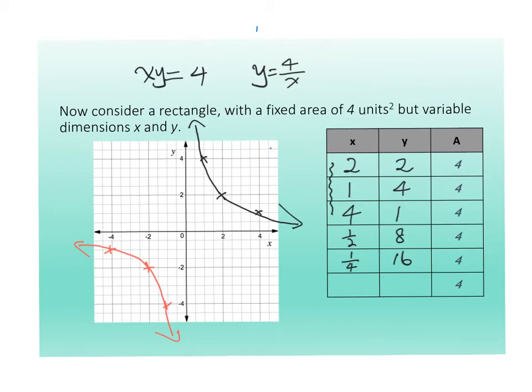Starting off with the positive line of symmetry, what have we got here? Positive line of symmetry, the equation is still y equals x.